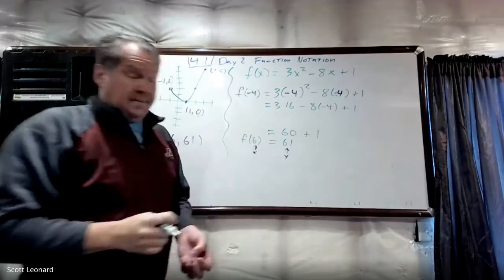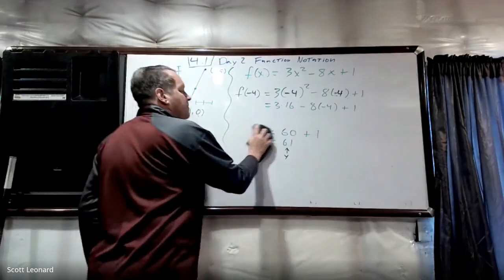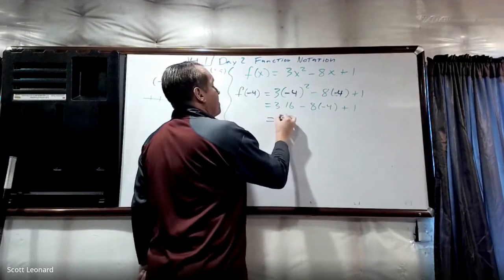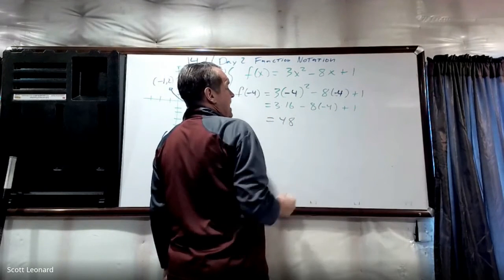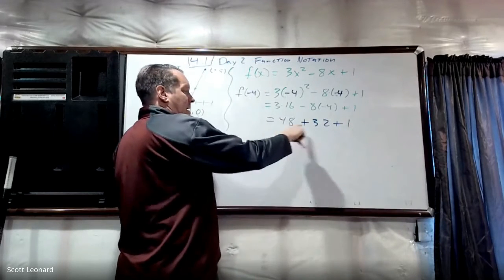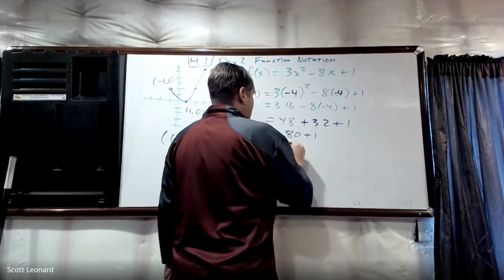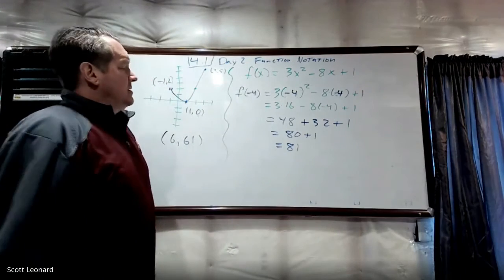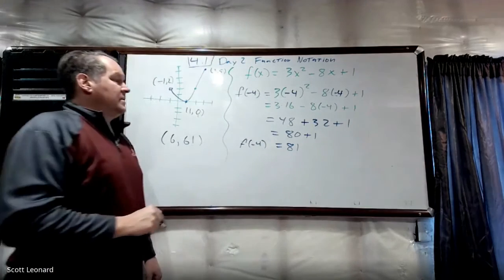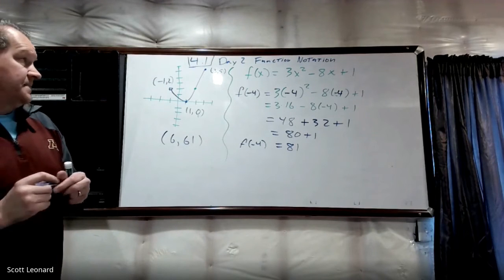3 times 16. All right, we get 48. Now negative 8 times the negative 4 will be a positive 32 plus 1. I add them up. I get 80 here plus 1. I get 81. So when my X value is negative 4, my Y value is that. It's just a different way of writing it, but it means the same thing as an equation.